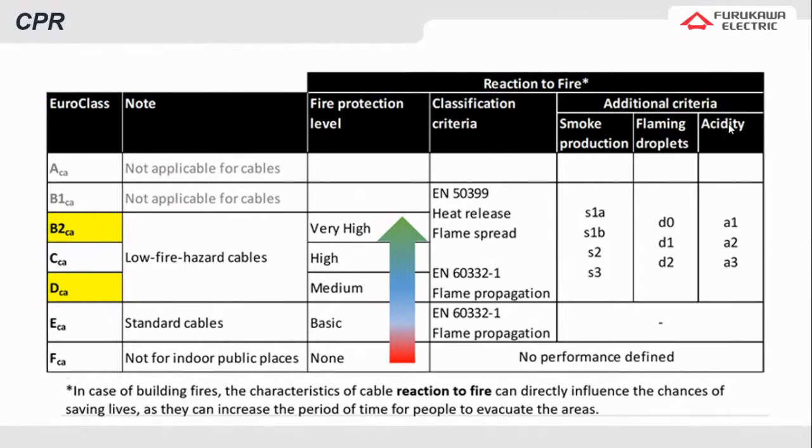That has to do with information about the amount and the opacity of the smoke which is emitted. Then we have the flaming droplets or burning droplets with information about the dripping of burning material during the fire, and finally the acidity performance with information about the emission of acid gases during the fire.